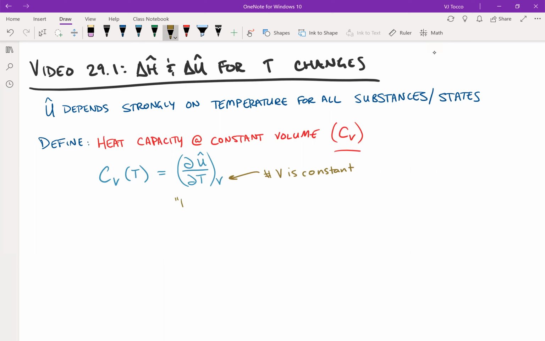So this is the partial derivative of internal energy with respect to temperature. And C_V is just one of the properties, as I mentioned, that you'll learn about in your thermodynamics class. There are all other kinds of partial derivatives that you will learn about in the coming courses.